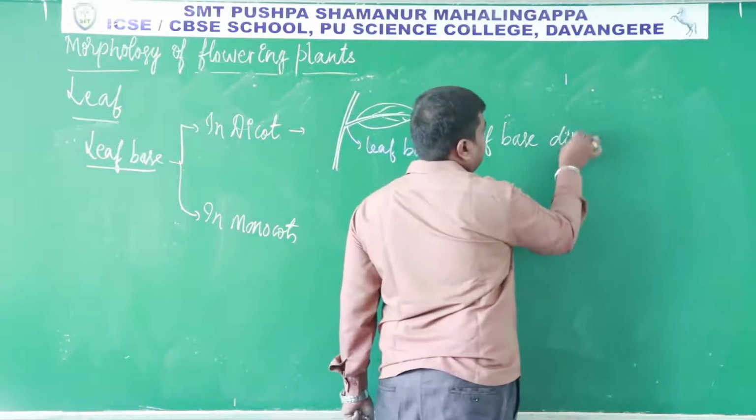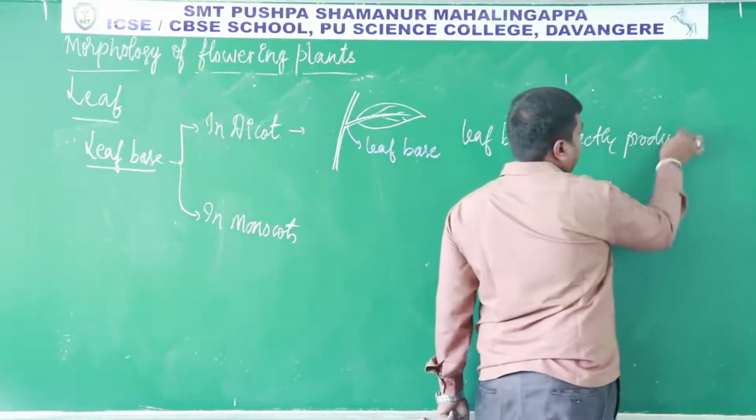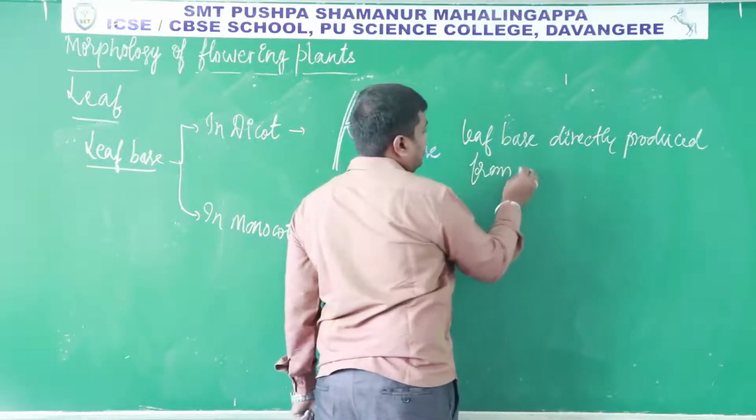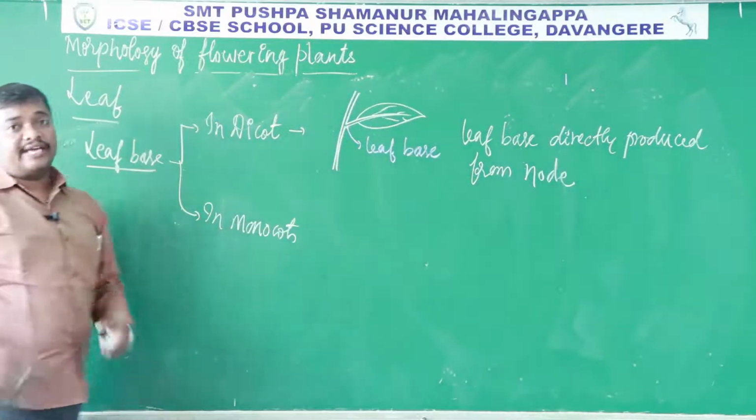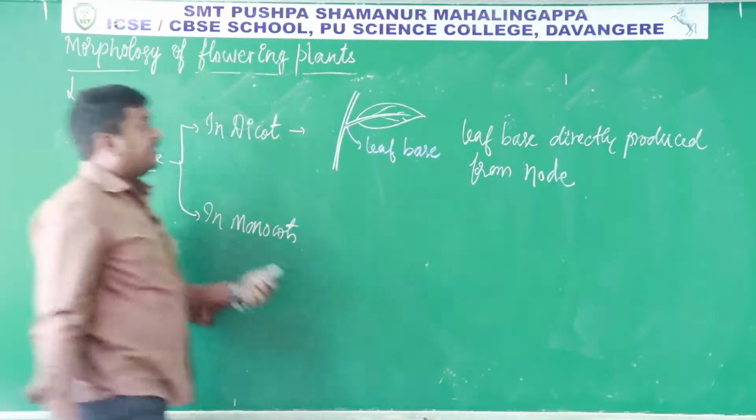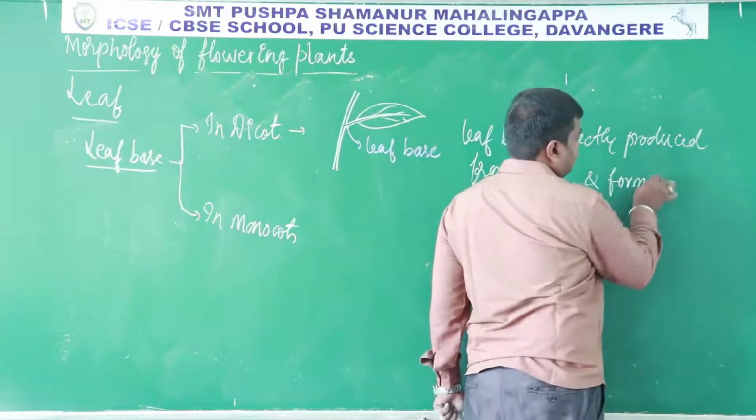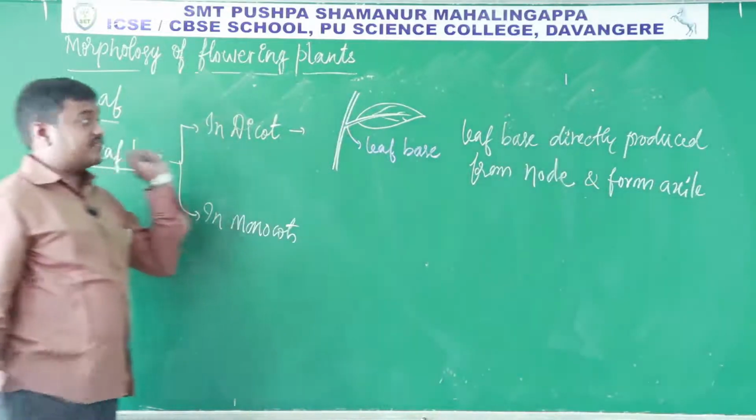So here the leaf base is directly attached to, directly produced from the node. Okay, so the leaf base is produced directly from the node and creates an axil from the node. Okay, the axil of a leaf is going to form.